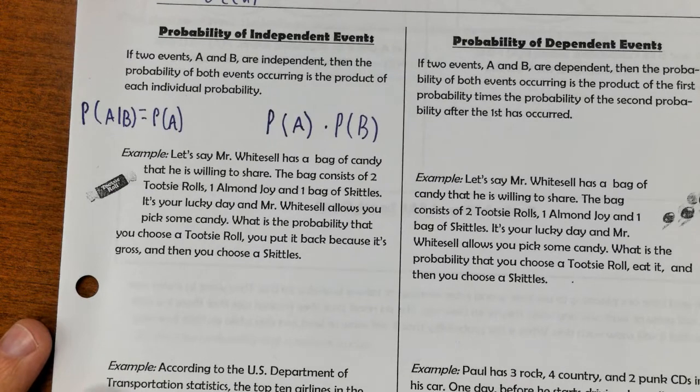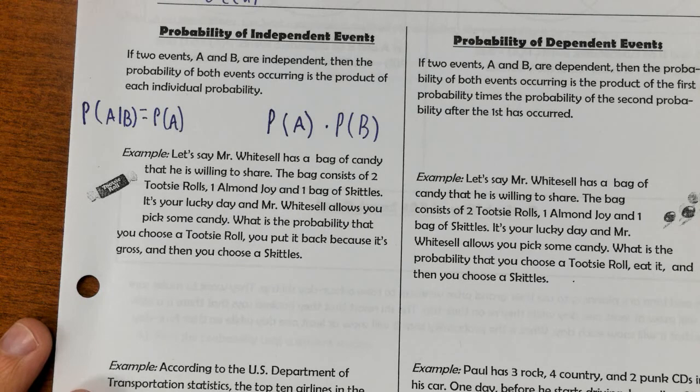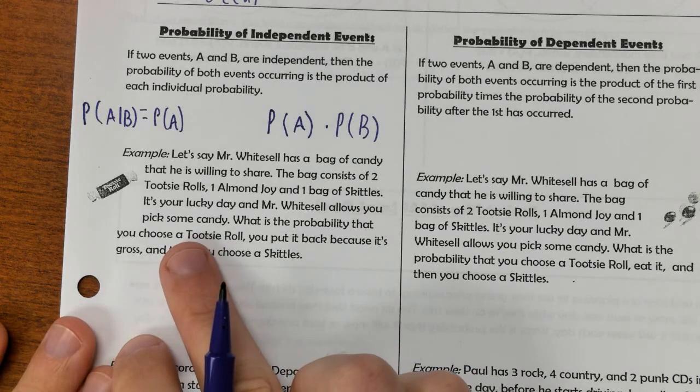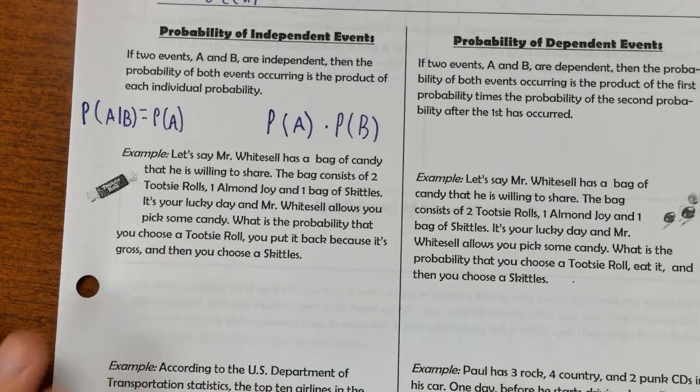So Mr. Whitesell has a bag of candy that he's willing to share. The bag consists of 2 Tootsie Rolls, 1 Almond Joy, and 1 bag of Skittles. It's your lucky day. Mr. Whitesell allows you to pick some candy. What's the probability that you choose a Tootsie Roll, but you put it back because you don't like Tootsie Rolls, and then you choose a Skittles? Right? Why is this independent? Well, it's independent because we are replacing the Tootsie Roll, right? So the fact that I've chosen a Tootsie Roll does not affect the probability that I will then choose a Skittles because I put that Tootsie Roll back.